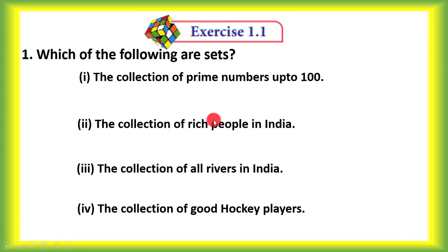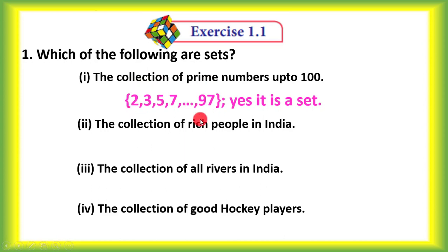Exercise 1.1. Which of the following are sets? We learned very well in the previous session. The collection of prime numbers up to 100. Do you know what prime numbers are? Yes, prime numbers up to 100 are 2, 3, 5, 7, etc., up to 97. These are well defined. So this is a set.